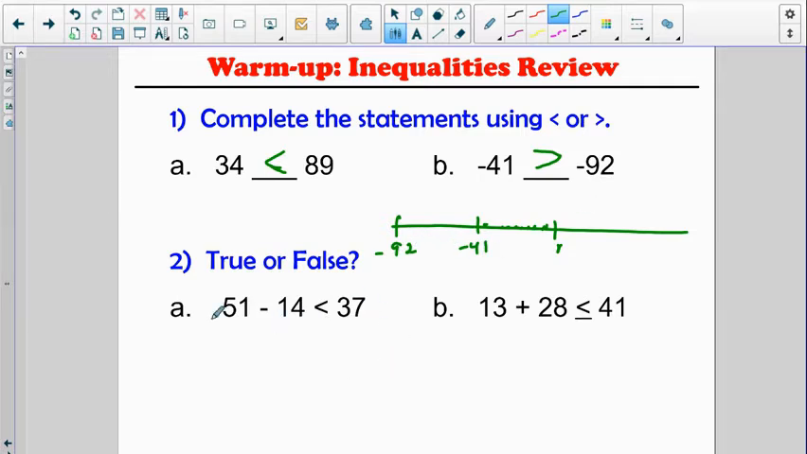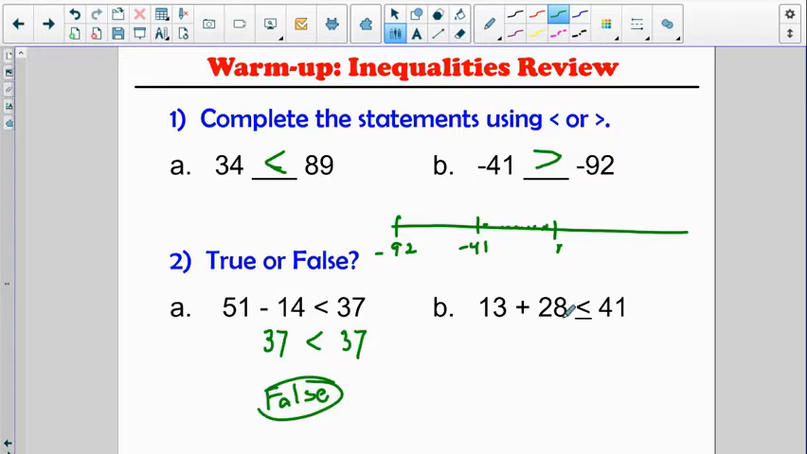All right, true or false? So 51 minus 14 is less than 37. Well, let's see. 51 minus 14 is actually 37. So we have to ask ourselves, is 37 less than 37? Well, can a number be less than itself? No, it cannot. So this would indicate a false statement.